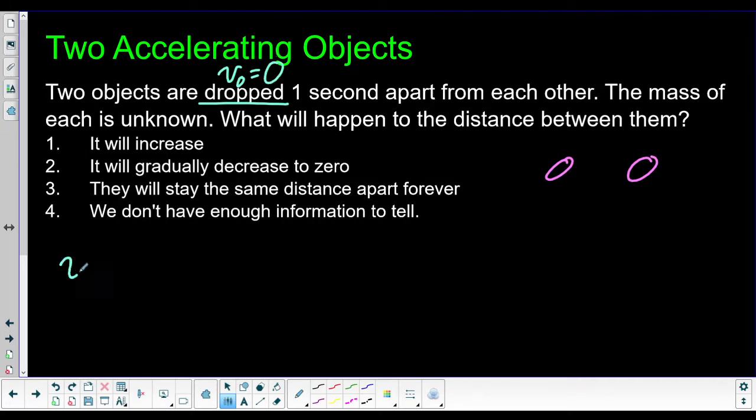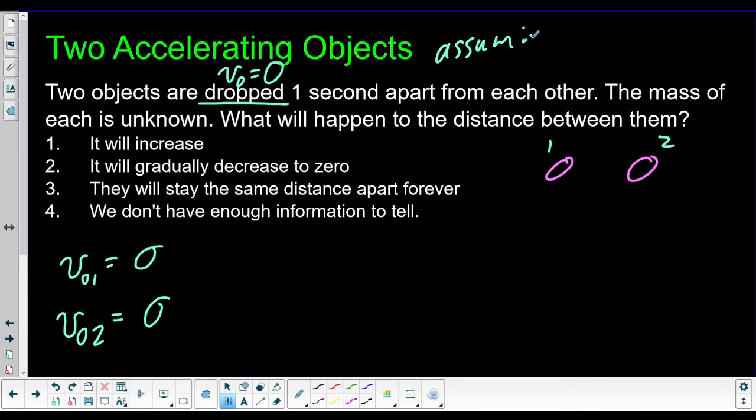Okay, so the initial velocity for the first one, we'll call this one, this 2, would be 0. And the initial velocity for 2 would also be 0. If I'm dropping something, and it doesn't say anything about air resistance or parachutes, we're probably assuming no air resistance. Okay. So this sounds like a free fall problem to me. So let's set it up like a free fall problem.